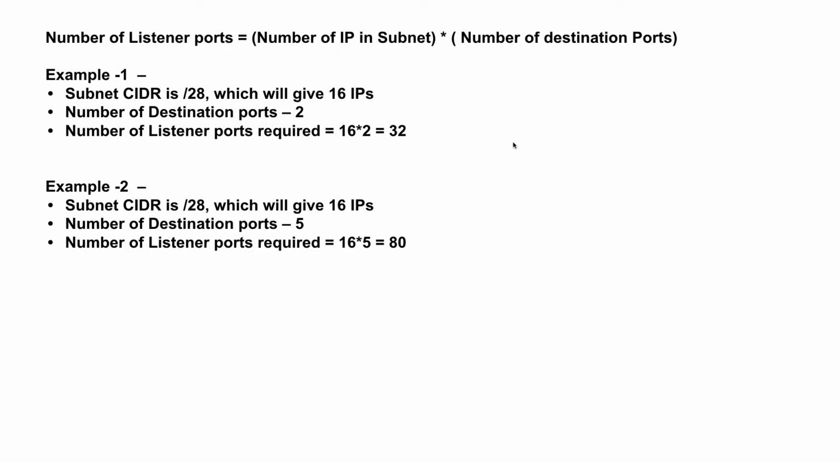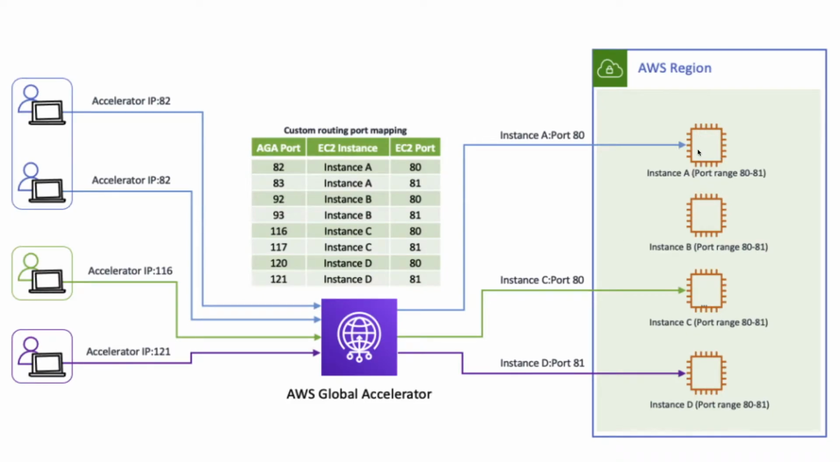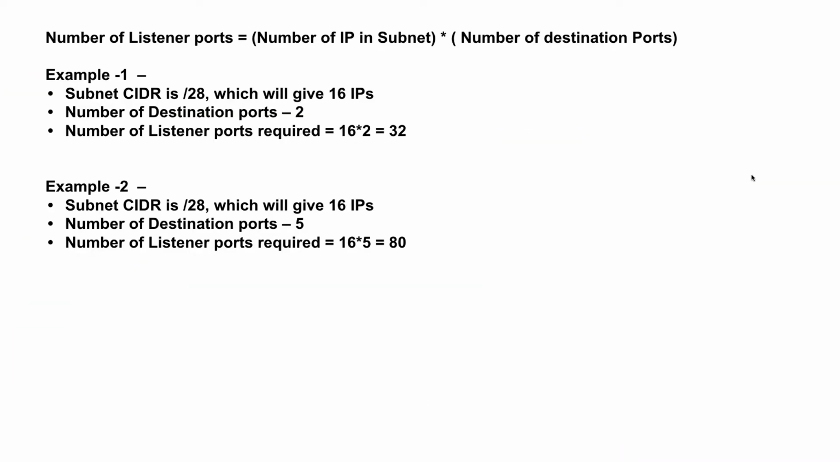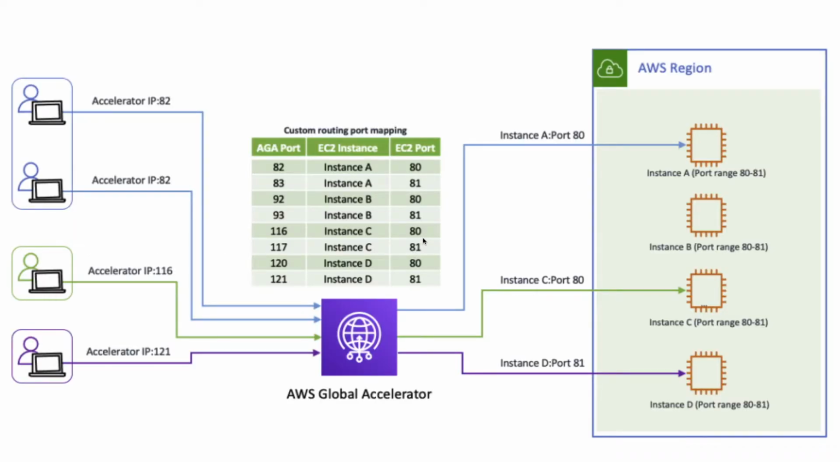When I say number of destination ports, it means on which port your instances will be listening. Suppose they will be listening on port 80 and 81, so there are two ports. So number of IP addresses multiplied by 2 is 32. If you are listening on 5 ports on your instances, then you require 80 ports. And I'll show you in the demo as well how these ports we need to configure.